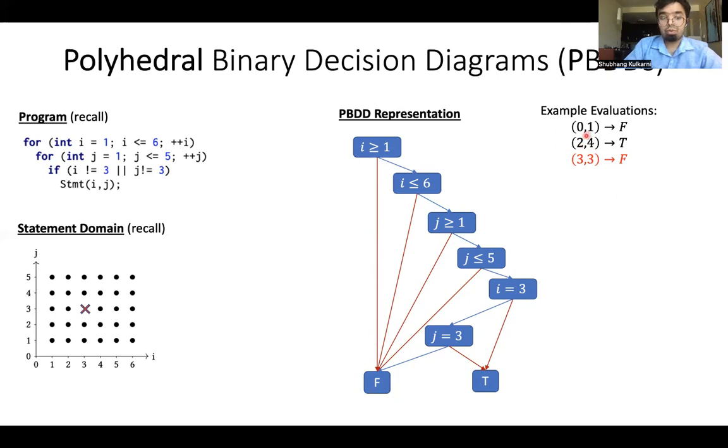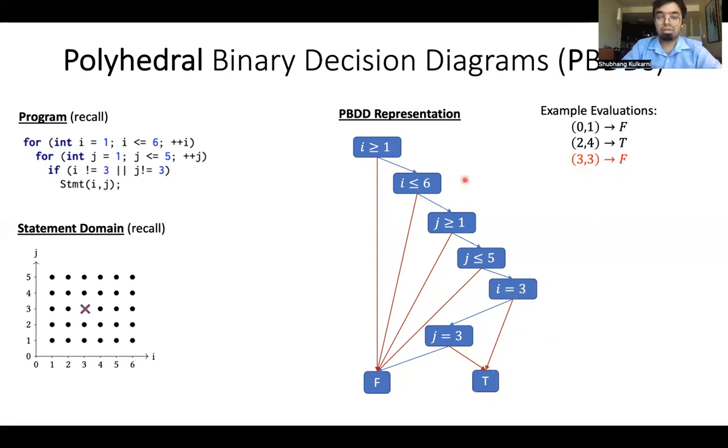For the point 2, 4, we know that this point is actually in our statement domain. And the way we can see that this PBDD captures this point is: 2 is greater than 1, 2 is less than 6, 4 is greater than 1, 4 is less than 5, and 2 is not equal to 3. So we take the false branch and we come to the true point.